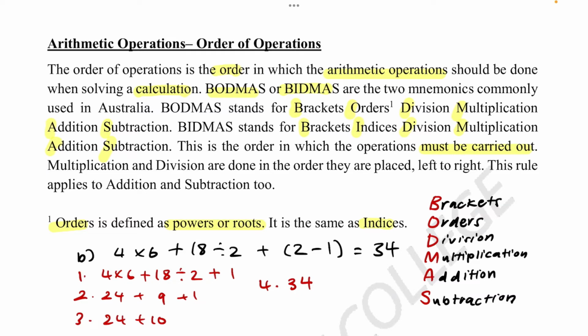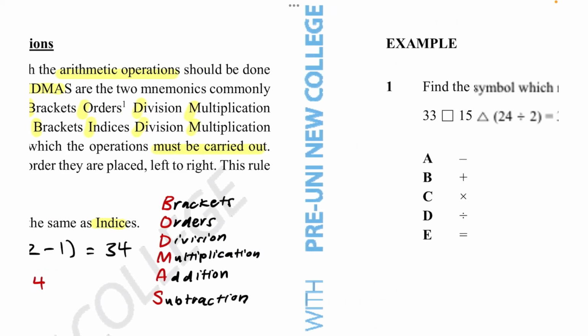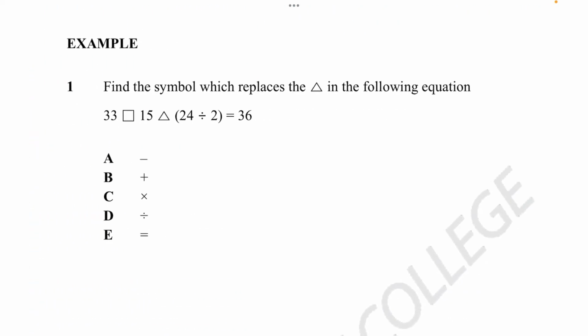So that's essentially how you would do these questions in the correct order of operations as listed with BODMAS. So let's do some more complicated questions. So this example here: find the symbol which replaces the triangle in the following question. Okay, let's write up the BODMAS so we don't forget how to do it.